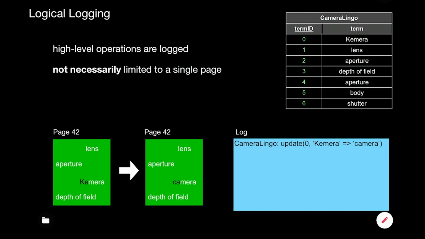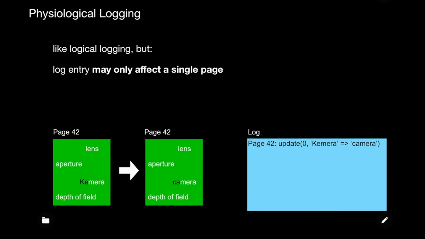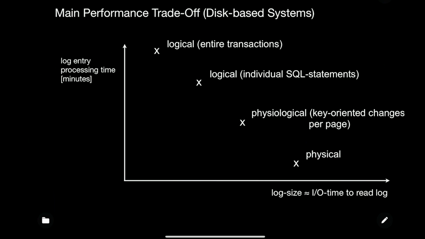And the third class is in between physical and logical logging. That's called physiological logging. That's like logical logging, but the log entry may only affect a single page. So here, you prefix it: this is a logical operation, but it must be done on page 42. So the logical operation is restricted to a particular page. That's called physiological logging. Those are the three classes.